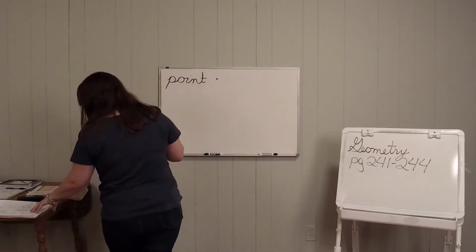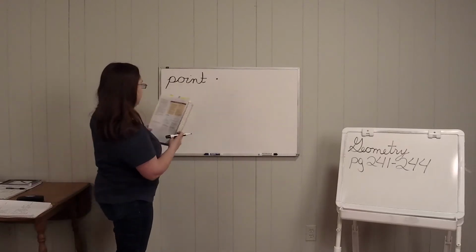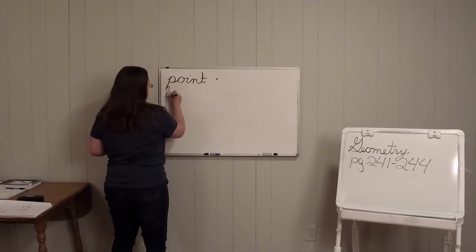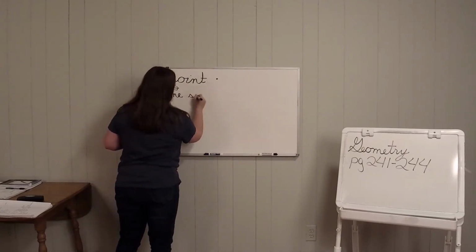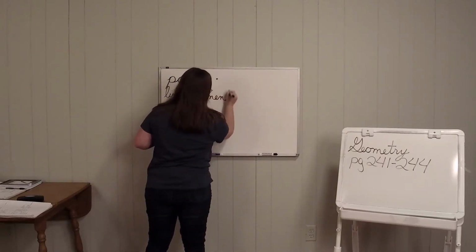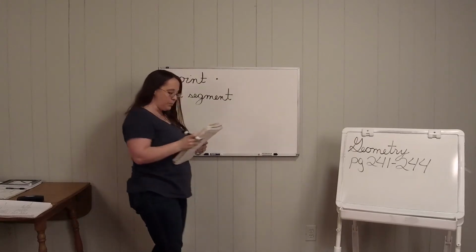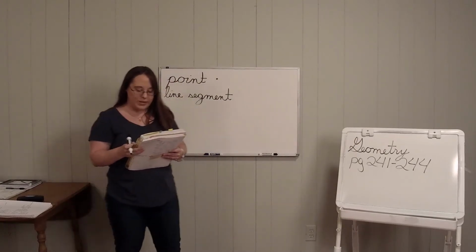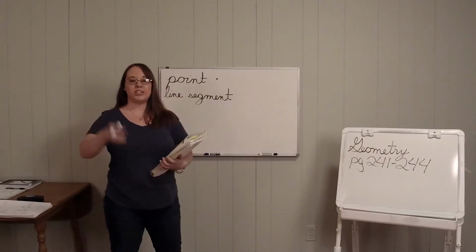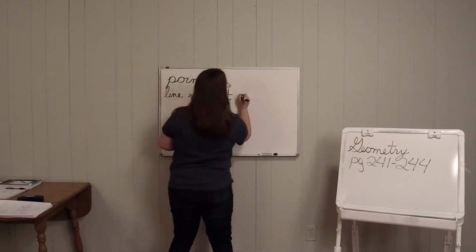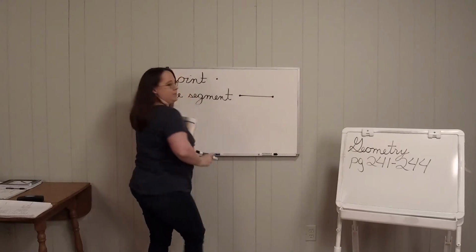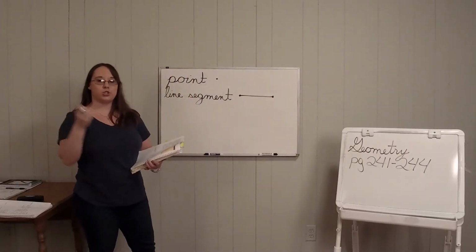Then you have a line segment, which is represented by a group of points having two endpoints. And if you have two line segments, they're usually congruent, which means they're the exact same. So a line segment has two endpoints. It doesn't keep going, it has two endpoints.